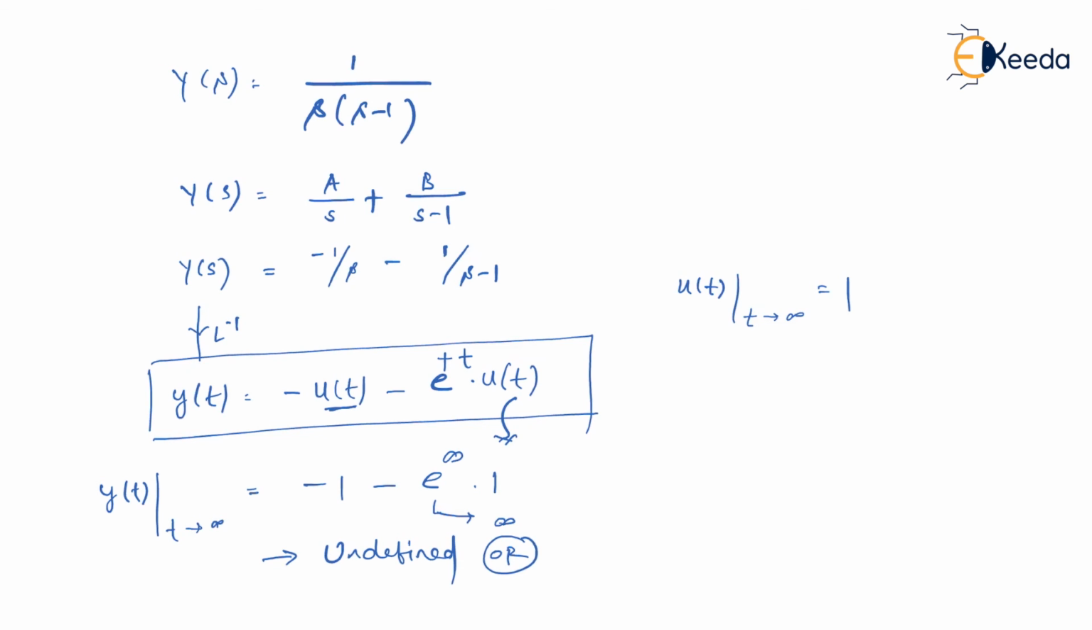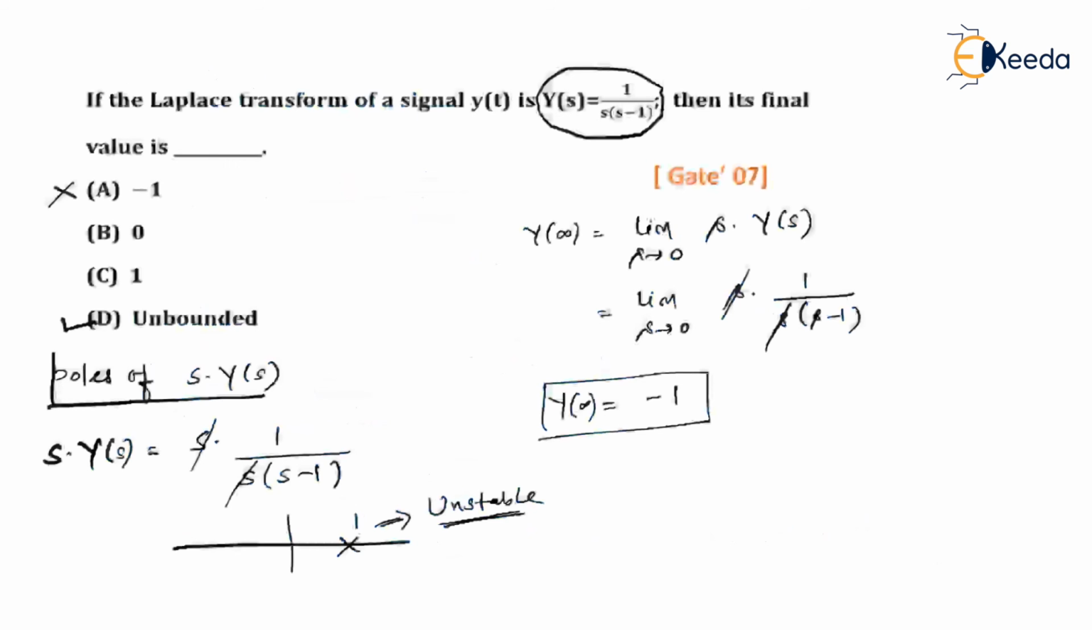or I would say it is unbounded, or I can say it is approaching infinity. So even by the traditional approach, it is proved that the final value theorem wasn't applicable here. It was unbounded in nature. So unbounded is the correct option, and here option D is the correct option.